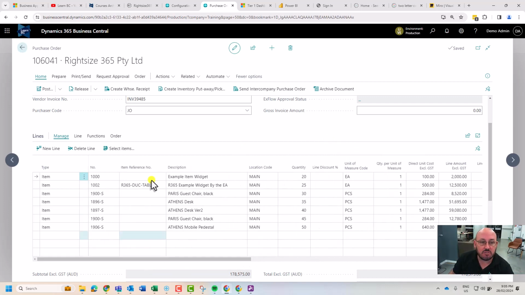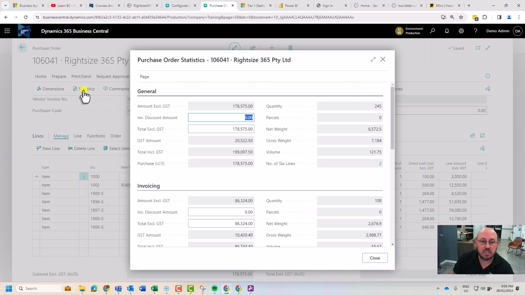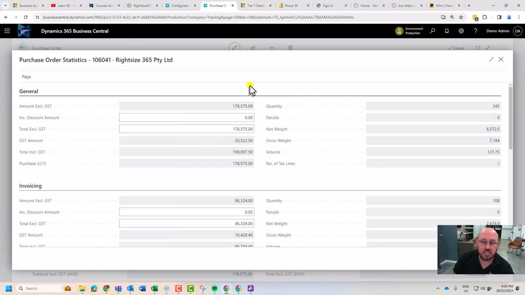By clicking on Order, we can click on Statistics and we get a wealth of information on this page. I can see in general the quantity of items, the net weight, gross weight, volume. I have the number of tax lines. I can see what's billed.